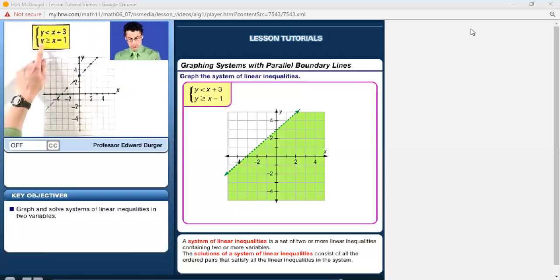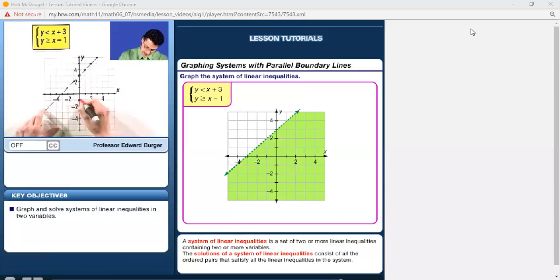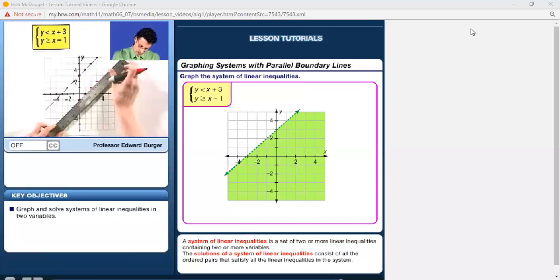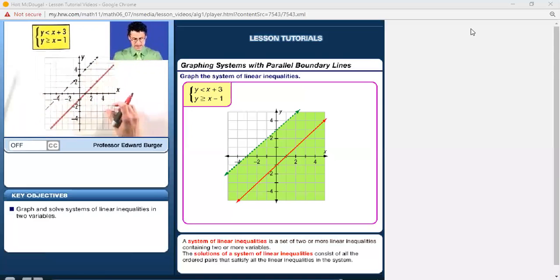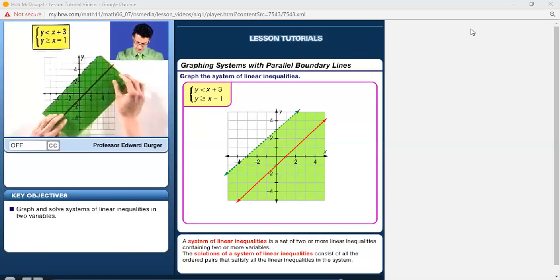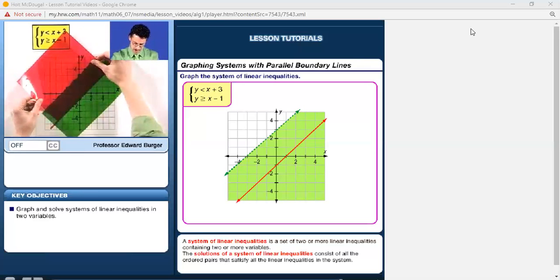Now let's take a look at the second one. Y is greater than or equal to x minus 1. So I've got a y-intercept of negative 1, and now I've got the same 1 over 1 up slope. And it's solid, by the way, so it's a solid line. And here I see that the y is bigger than the line, so I'm going to be up. So now I can put all these pictures together. I've got the green going down. I've got the red going up.